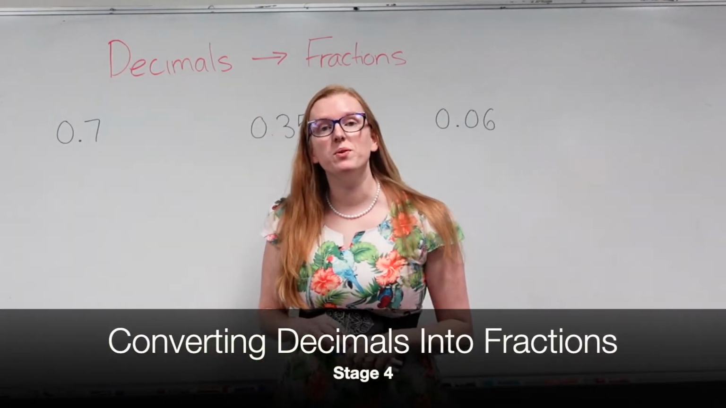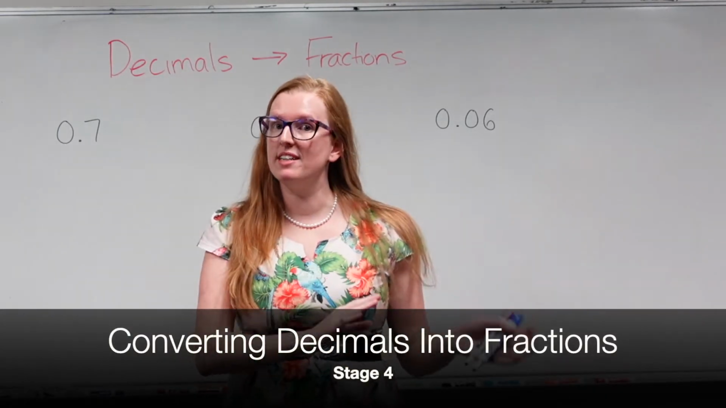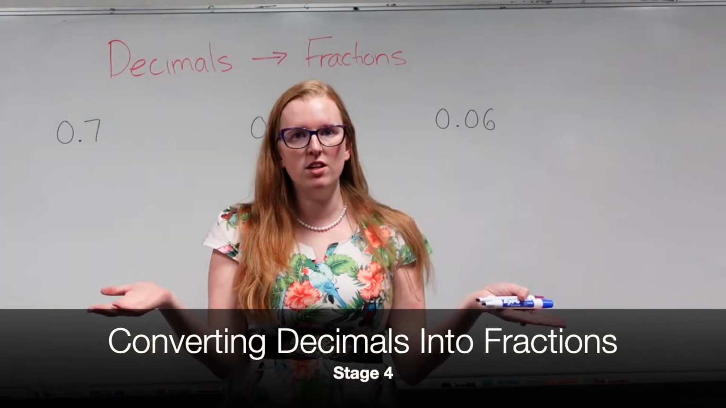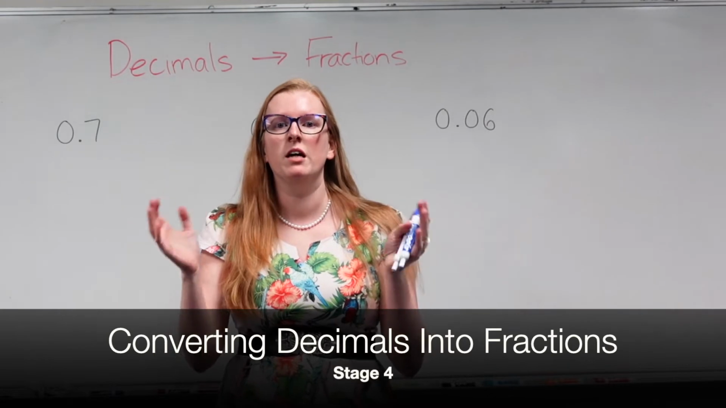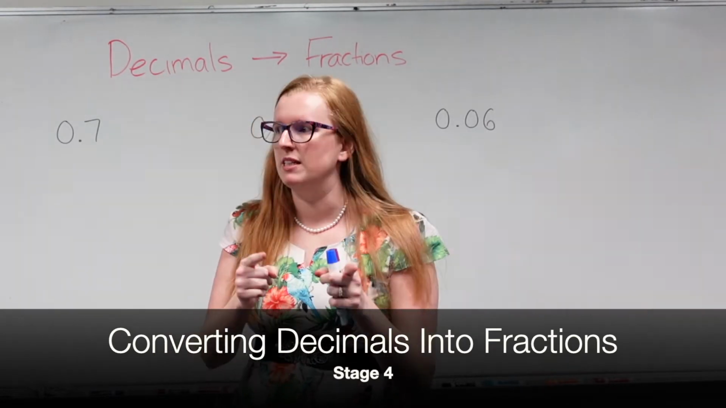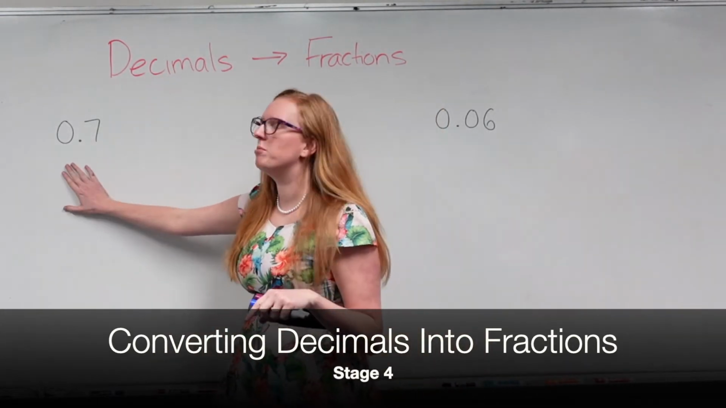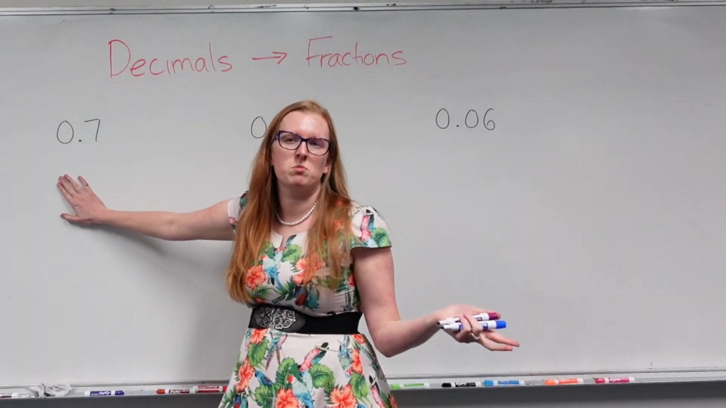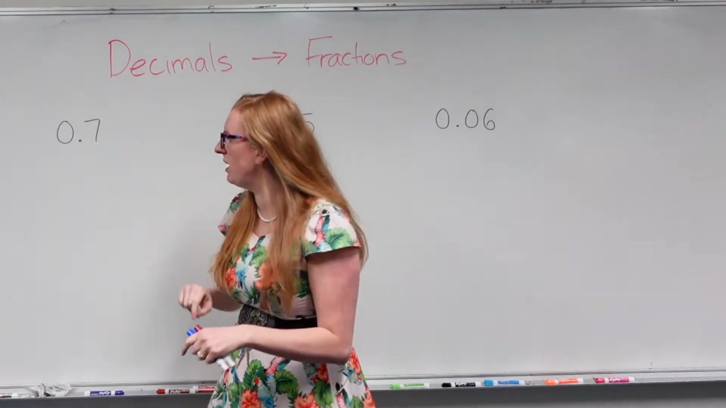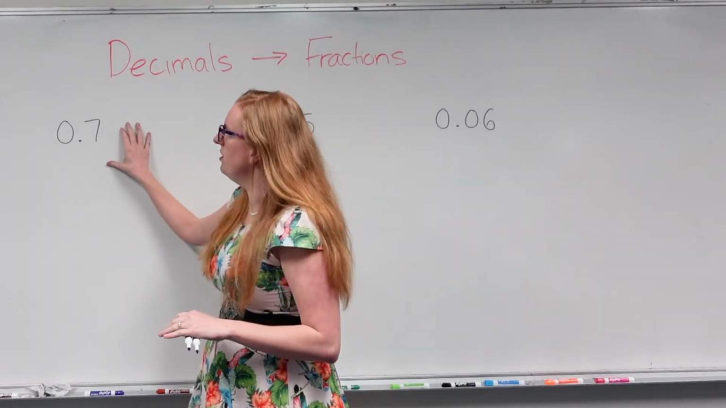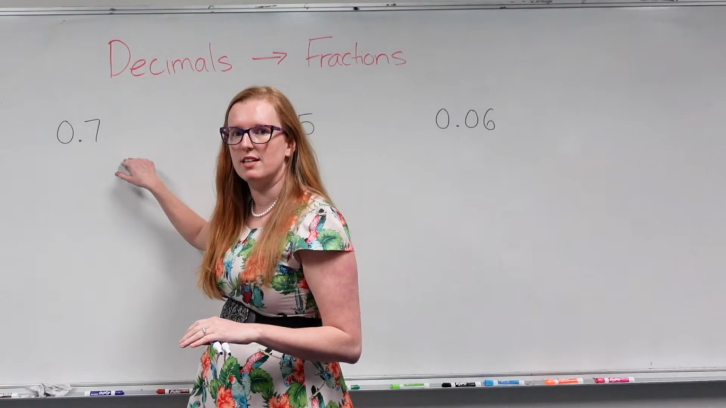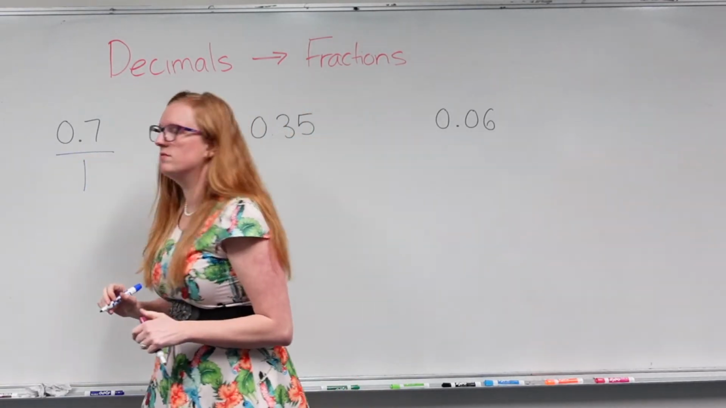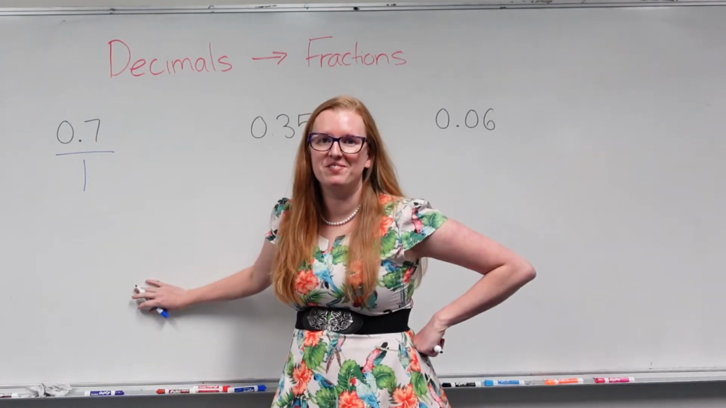Okay, now what we're going to do is look at how we turn decimals into fractions, because essentially decimals and fractions are the same thing, just different ways of showing parts of a whole number. Here we've got 0.7, and I want to turn it into a fraction, because I do actually like fractions more than I like decimals. So let's do that. What we do is put this decimal over 1. Cool, there we go, we've turned it into a fraction.